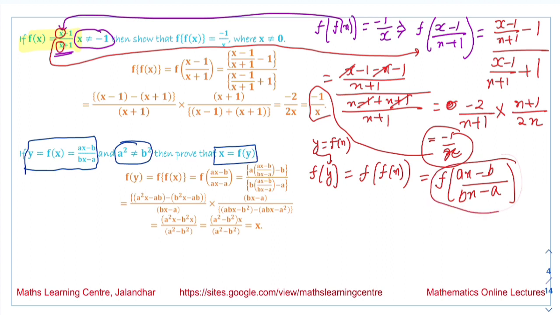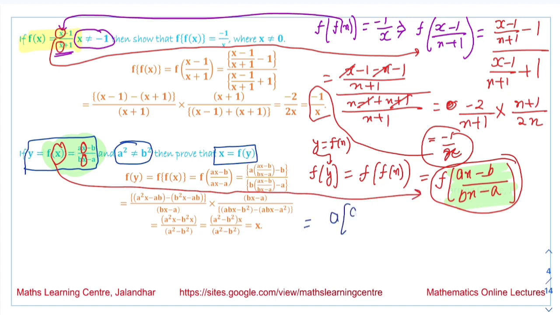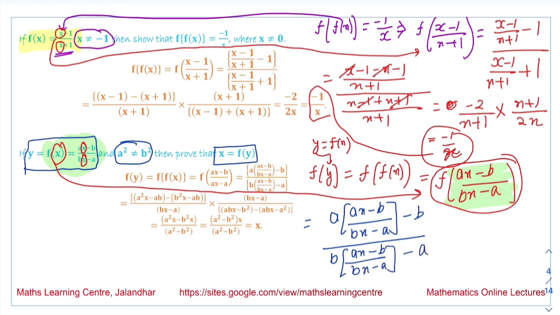Now again, we are substituting in place of x. We have ax minus b over bx minus a. This is the value of f of x that we have. So we are replacing these x with this value, and the answer we are obtaining is equal to a into (ax minus b over bx minus a) minus b over b into (ax minus b over bx minus a) minus a.